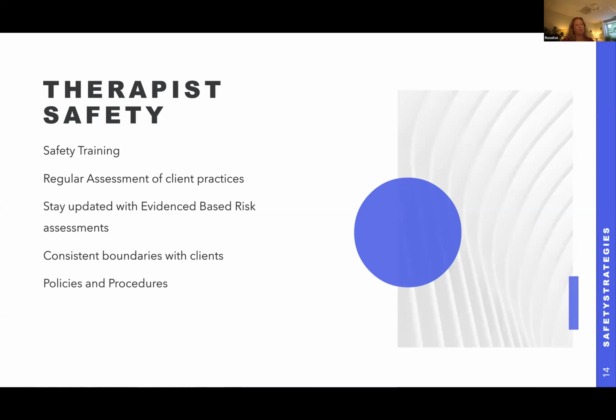The next thing for therapist safety that is so important is consistent boundaries. Being very clear what boundaries are in session with you and/or your practice and what that looks like if boundaries are crossed. Not just sharing what the boundaries are and then leaving it open, but saying, if those are crossed, then this will happen. And making sure you're very clear with that in your policies and your procedures.